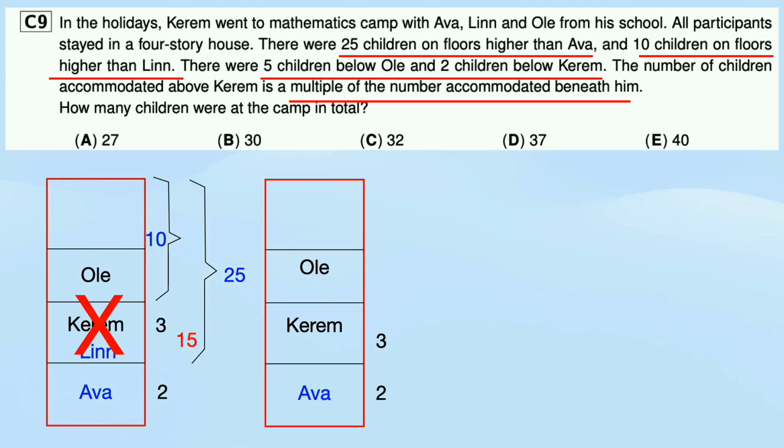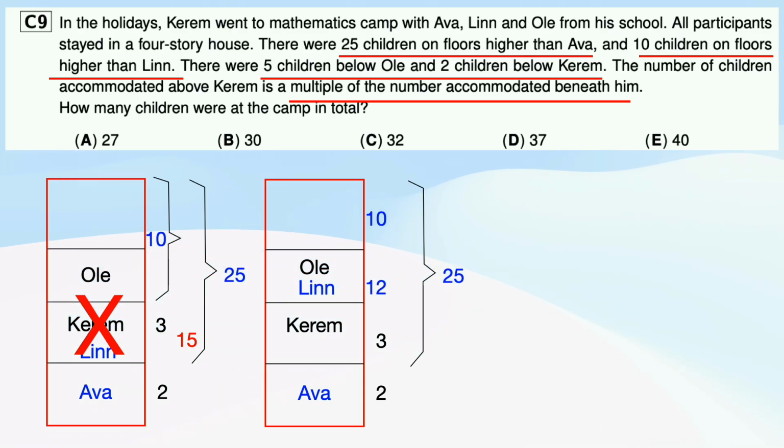Now, we suppose that Eva is still on the 1st floor, but Lin is on the 3rd floor. Then with 25 children above Eva and 10 above Lin, there must be 12 children on the 3rd floor, since 25 minus 10 is 15, and 3 are already under Lin, therefore only 12 on the 3rd floor.